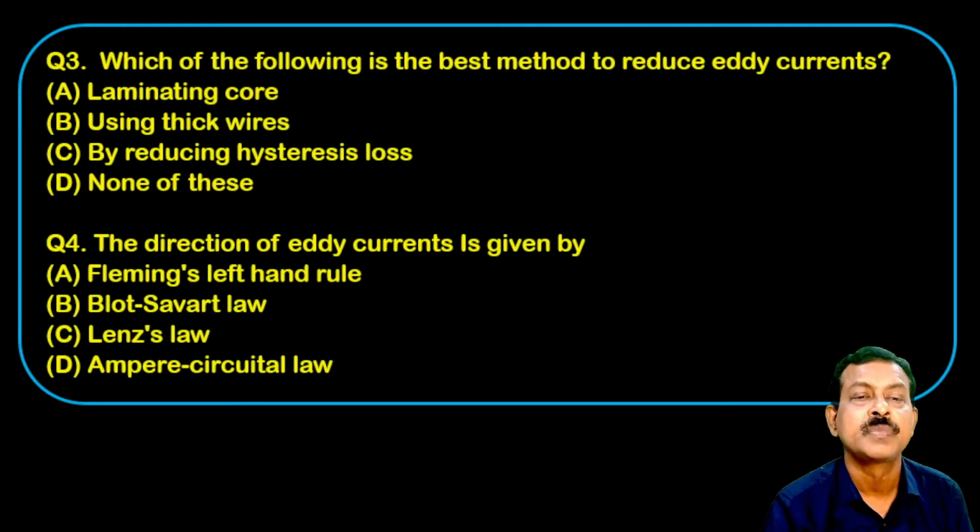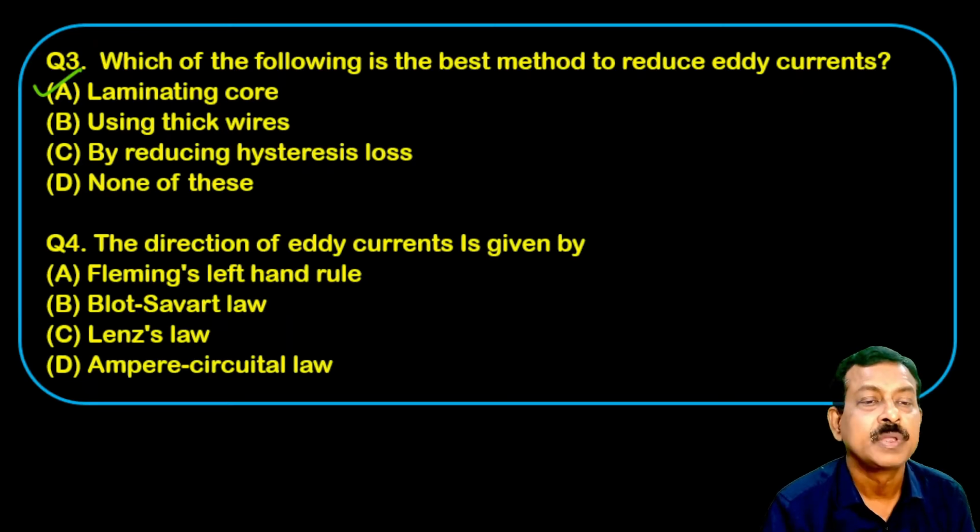Next question. Which of the following is the best method to reduce eddy current? To reduce eddy current, what we do is, instead of using a thick conductor, we use laminated sheets of the conductor. So let's see the different options given. Laminating core. Second one is using thick wires. Third one is reducing hysteresis loss, and none of these. So obviously the first one is the correct option, that is, laminating the core.